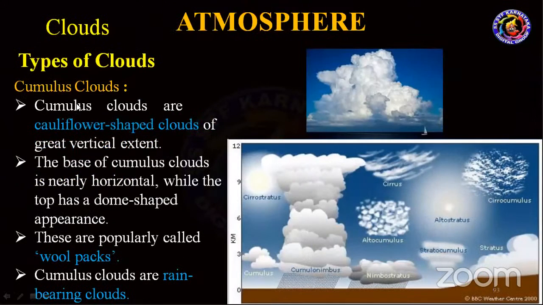And the second type of clouds is cumulus clouds. These look like they are in the shape of a cauliflower. In the first picture, you can see that the bottom of these cumulus clouds is very wide, but at the top it is like a dome. When you observe these clouds, they look like a cauliflower. Because of that, they are also identified by the name cauliflower-shaped clouds.